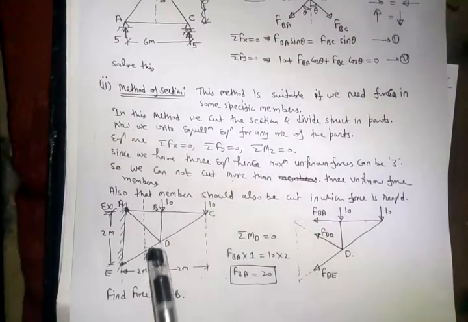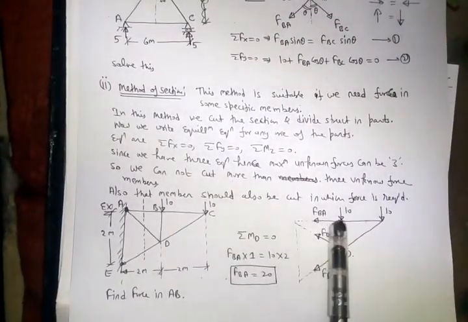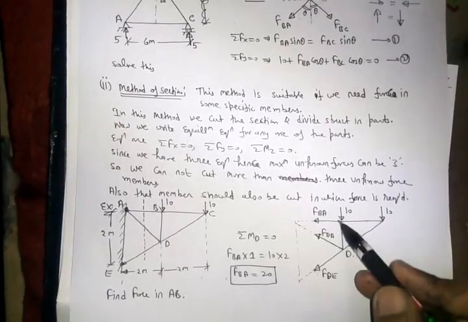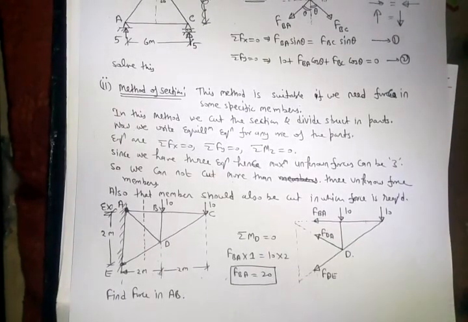Now I will separate this part. I have redrawn this part here. These three forces are not concurrent, so we can use three equations: summation Fx = 0, summation Fy = 0 and summation Mz = 0. Here the moment equation can also be used, right?